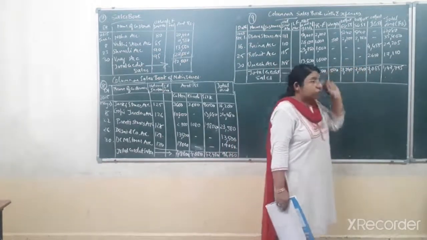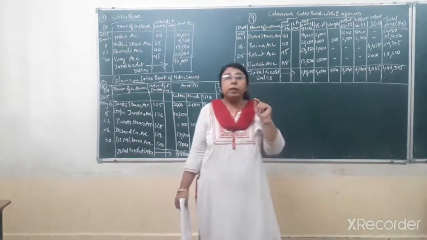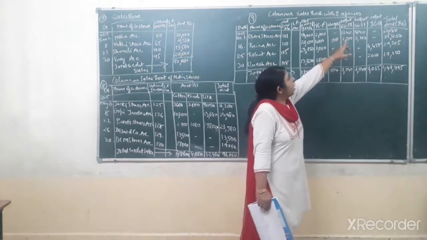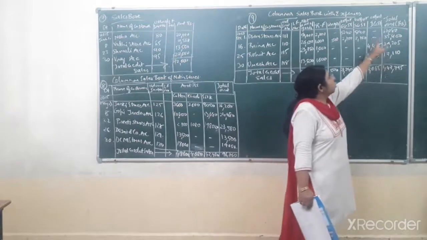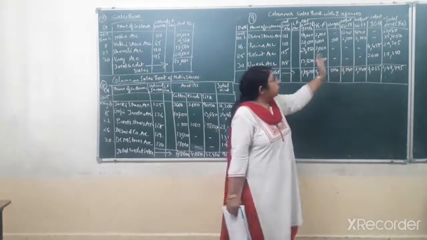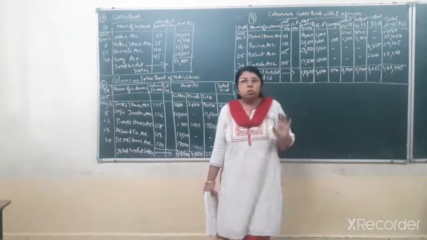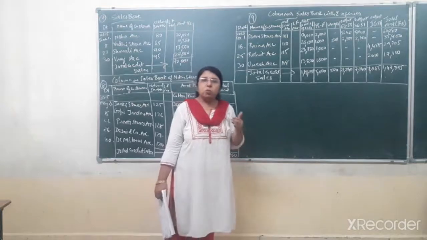In the sales book the word output will come, and in case of purchase book the word input will come. Okay, so over here I have written output CGST, output SGST and output IGST. And last, that is the total column of all the different sub columns. The grand total will come in the last column. Okay, so this way you have to prepare the format for the columnar sales book with expenses.